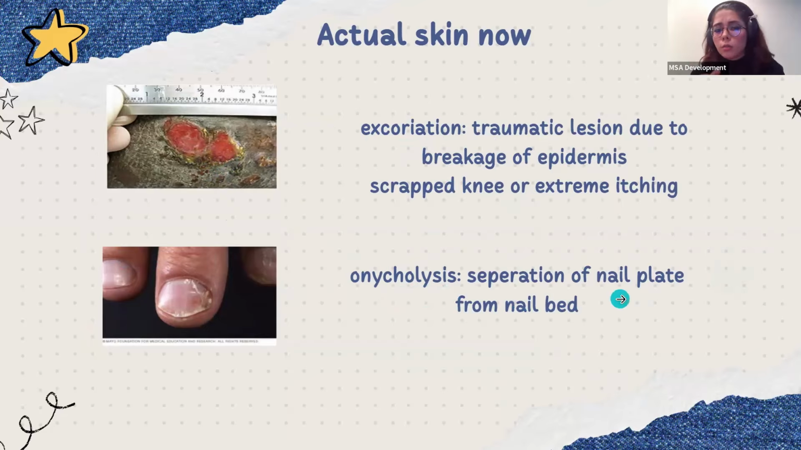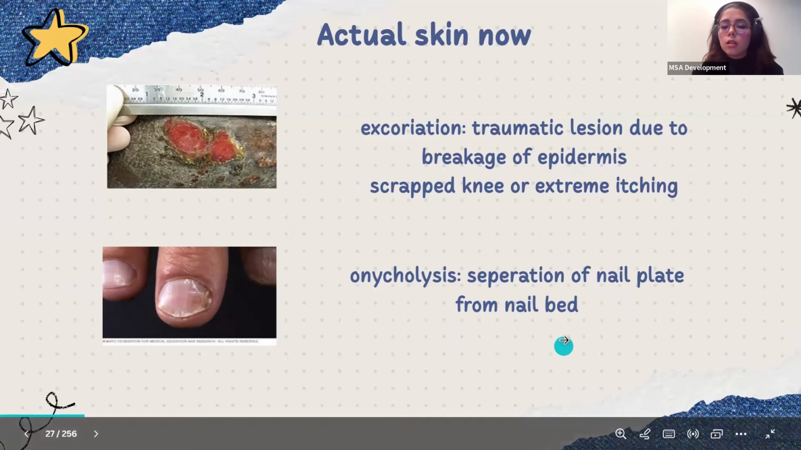Onycholysis, the separation of the nail plate from the nail bed. This is very common for people with psoriasis.